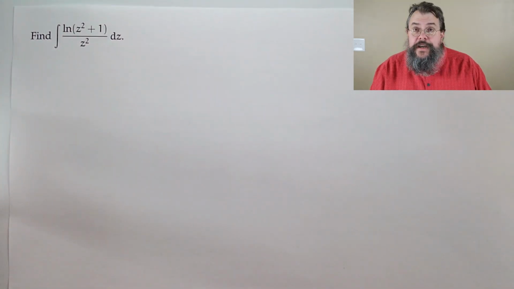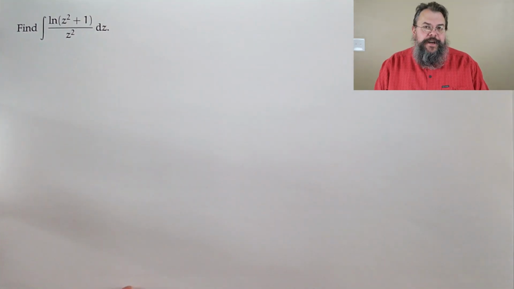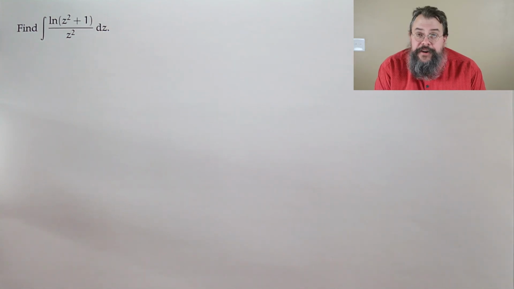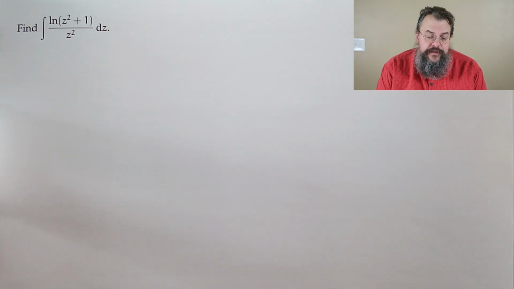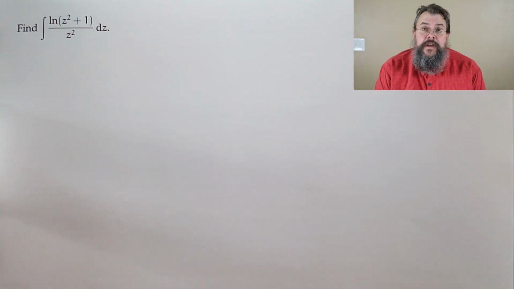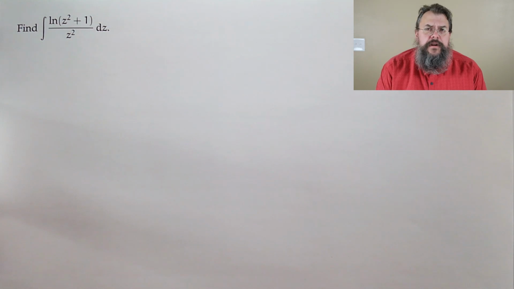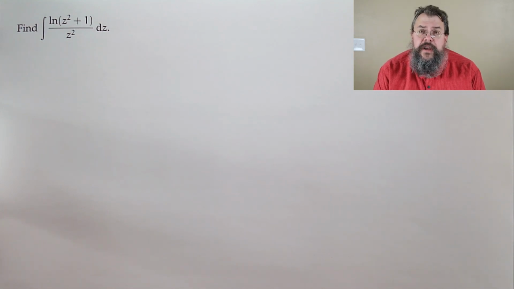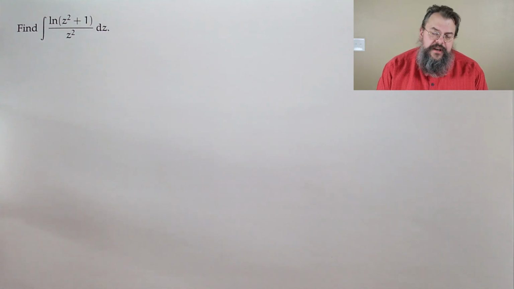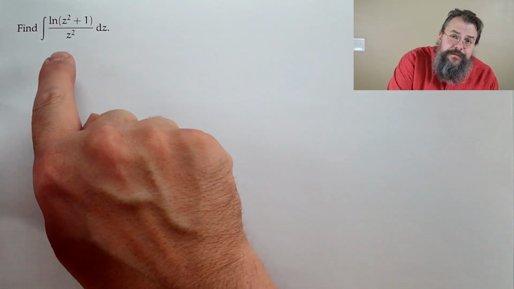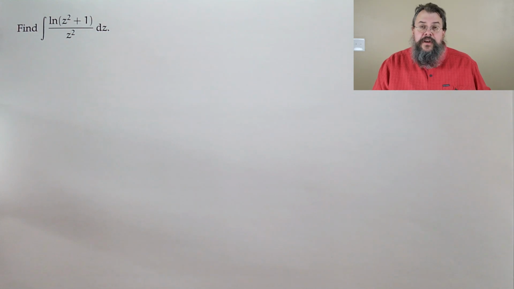So let's try another one. Here we go. Find the integral of log of z squared plus 1 divided by z squared dz. If we think about, well, maybe there's a substitution to make, there's only really one candidate that pops out, which is z squared plus 1. And the problem is that the derivative of that would be a 2z dz. It doesn't really mesh well with the z squared downstairs. So let's think about parts.